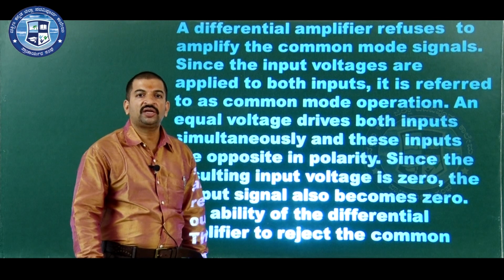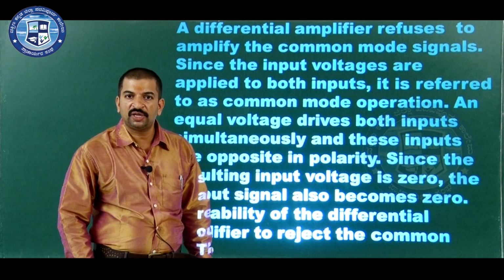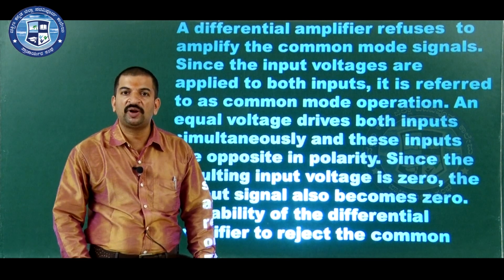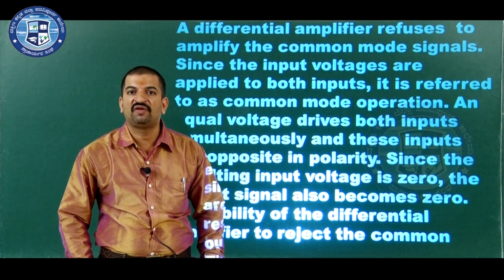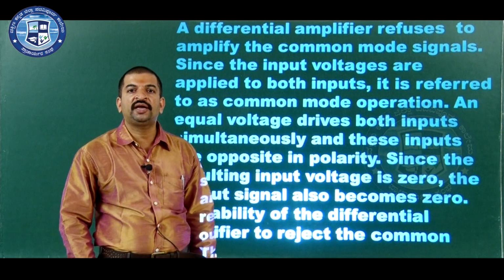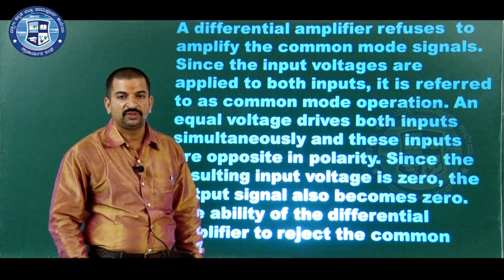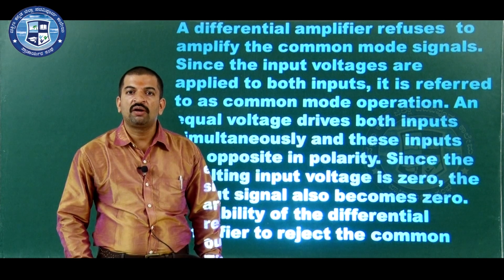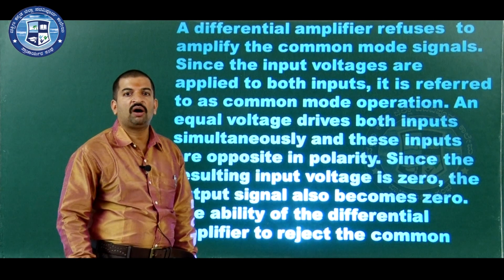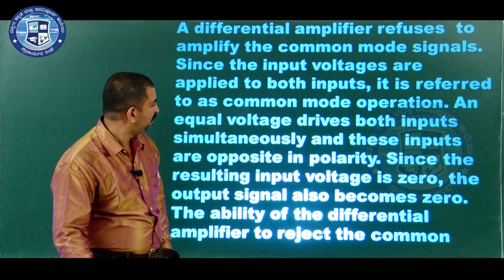Now, the common mode gain can be calculated using the common mode configuration. A known voltage is applied to both input terminals of the amplifier and the output voltage is calculated. Now, common mode gain is given by the formula ACM equal to V naught divided by V in. So, therefore, common mode rejection ratio is defined as the ratio of differential mode gain to the common mode gain.